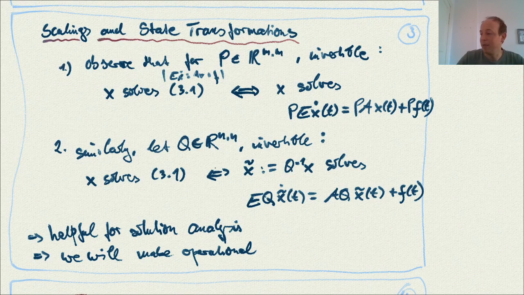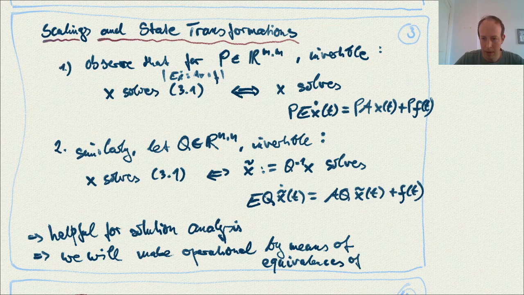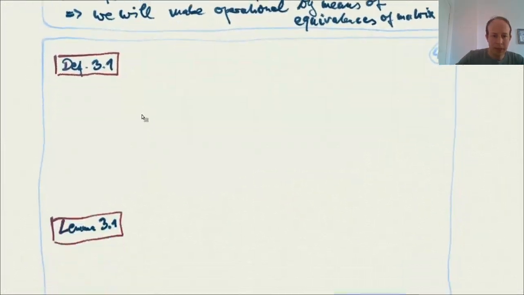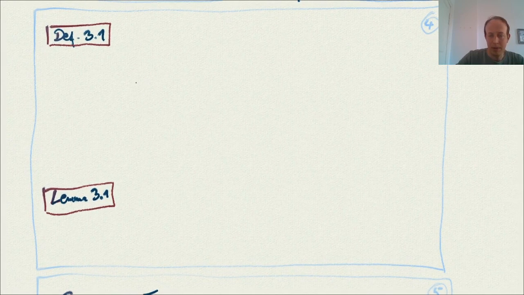So we will provide a mathematical framework for these scalings and transformations by means of equivalences of matrix pairs. And here the important thing will all be in this definition 3.1.